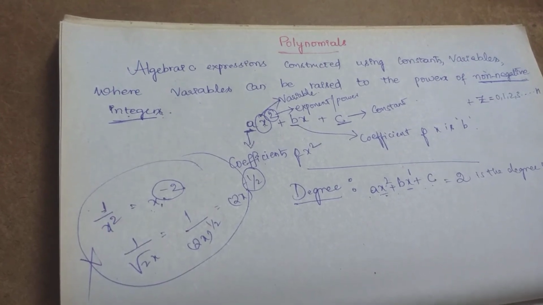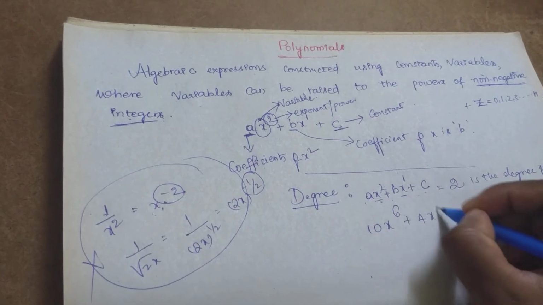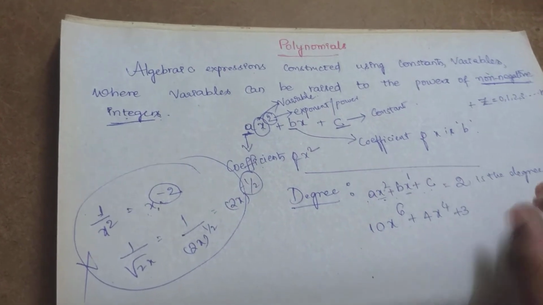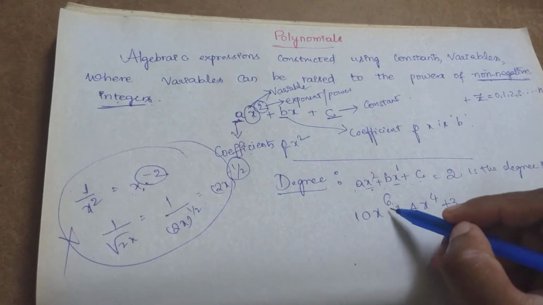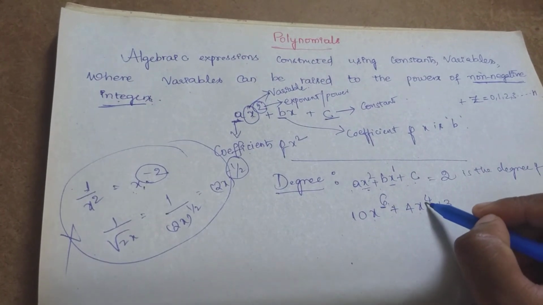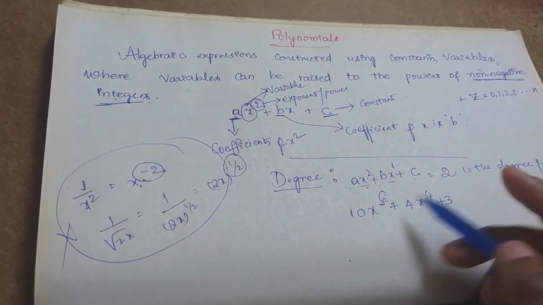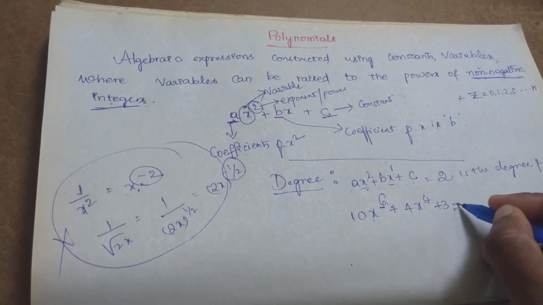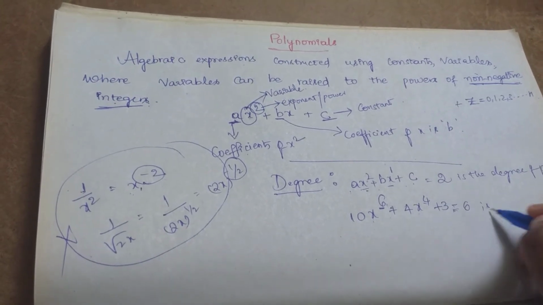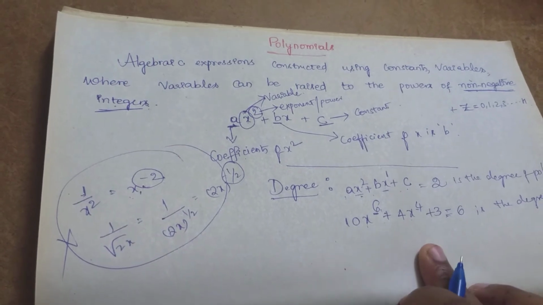Let's take another example like 10x power 6 plus 4x power 4 plus 3, some other polynomial. Here when you consider the polynomial, the degree is 6 and here it is 4. So what is the highest degree? The highest degree is 6. Hence for this entire polynomial, the degree of the polynomial is 6. Clear with the degree of the polynomial.